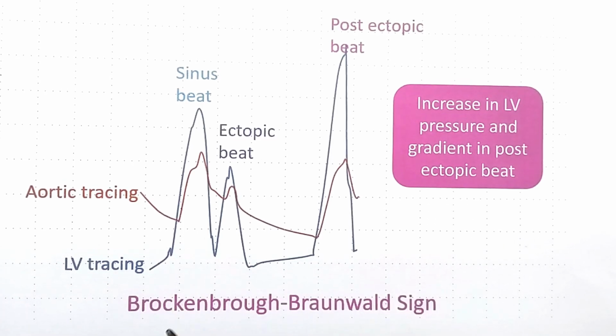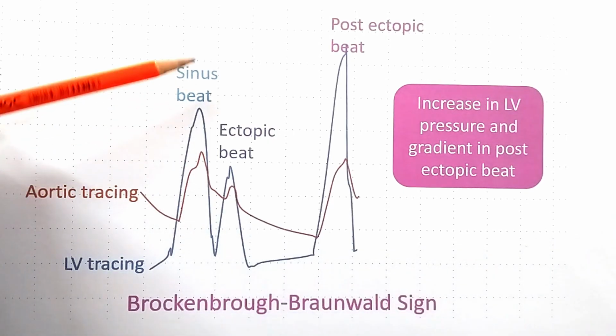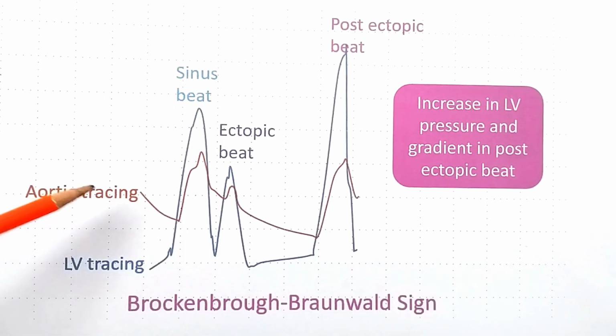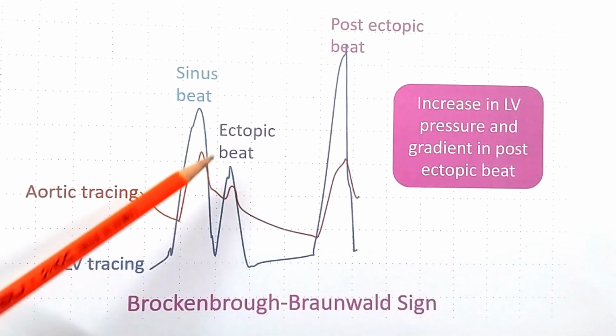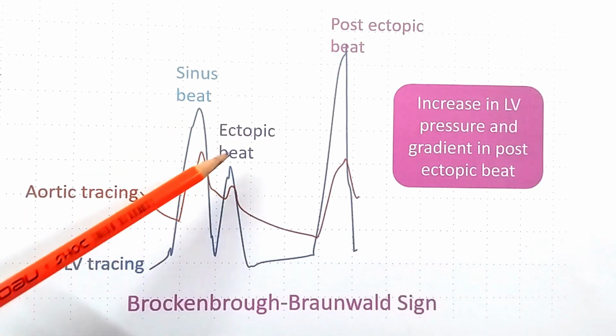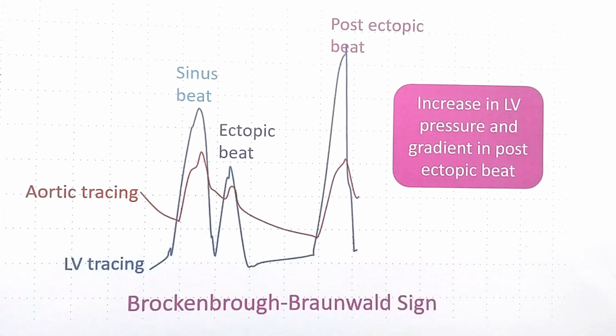This is an important question for cardiology students. Brockenbrough-Braunwald sign on cardiac catheterization. This is during a sinus beat, left ventricular tracing and aortic tracing, pressure tracings. And what happens during an ectopic beat? The pressure is lower because it's premature and the left ventricle did not have much time to fill, and the gradient is also lesser. This is the gradient. Gradient is lesser during the ectopic beat.